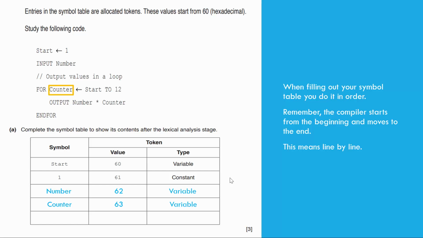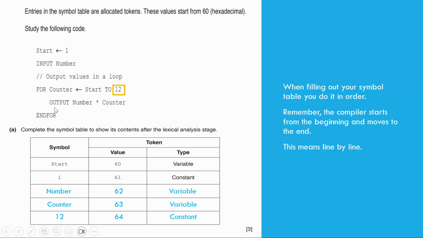We do the same thing and we're looking for the next one that we need. And the next one we need is the number 12. That is the symbol. What value does it have? Well, 60, 61, 62, and 63 are already taken. So now we put it in 64. What about 12? What will that equal? Well, it'll always be 12. That value never changes. So we say it's a constant.